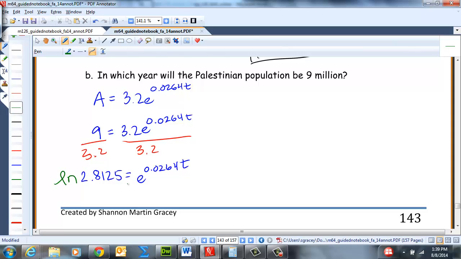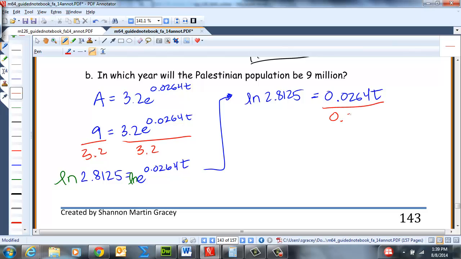Evaluating the natural log of both sides, we will get the natural log of 2.8125 is equal to 0.0264 times t. Dividing both sides by 0.0264, we will have, let's see what that is.